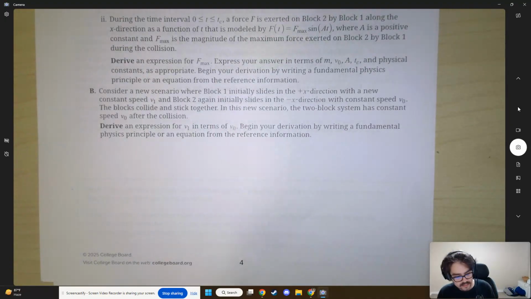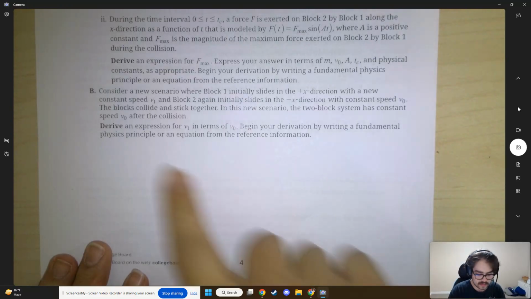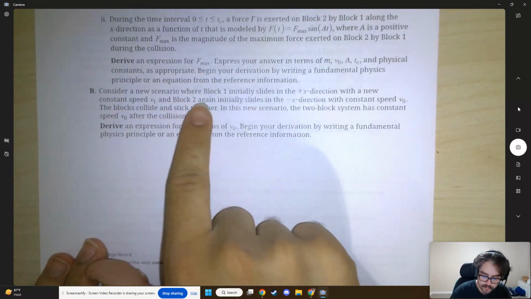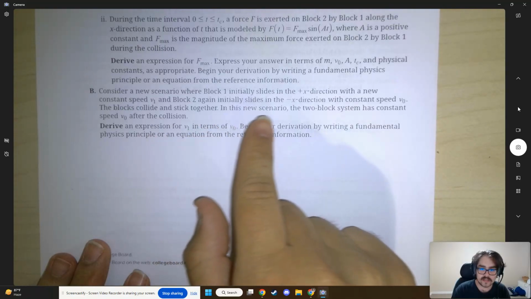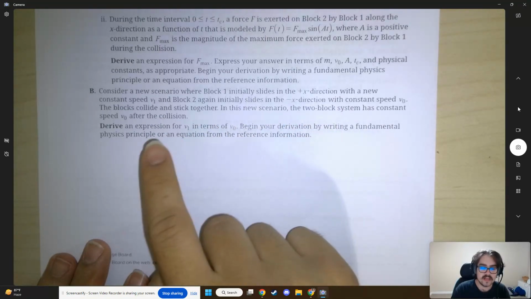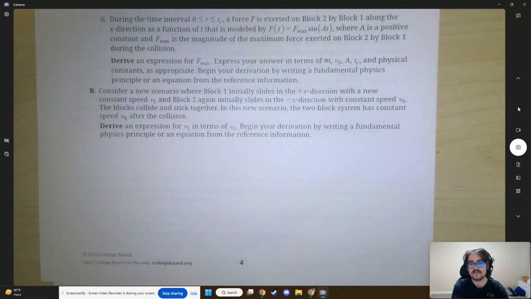Okay, and part B is: consider a new scenario where block 1 initially slides in the positive x direction with a new constant speed v1. Block 2 initially slides in the negative x direction with constant speed v naught. The blocks collide and stick together in the new scenario. The two-block system has constant speed v naught after the collision. Derive an expression for v1 in terms of v naught. Begin your derivation by writing a fundamental physics principle.